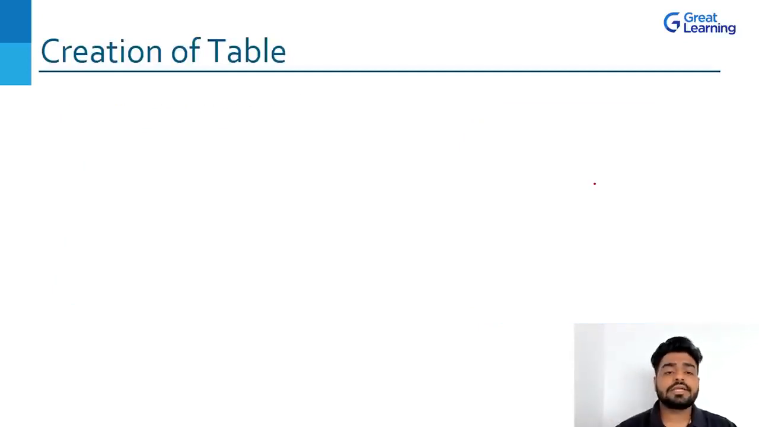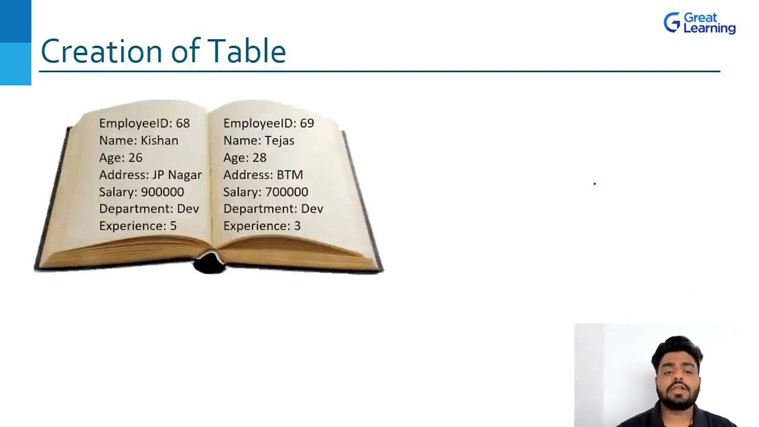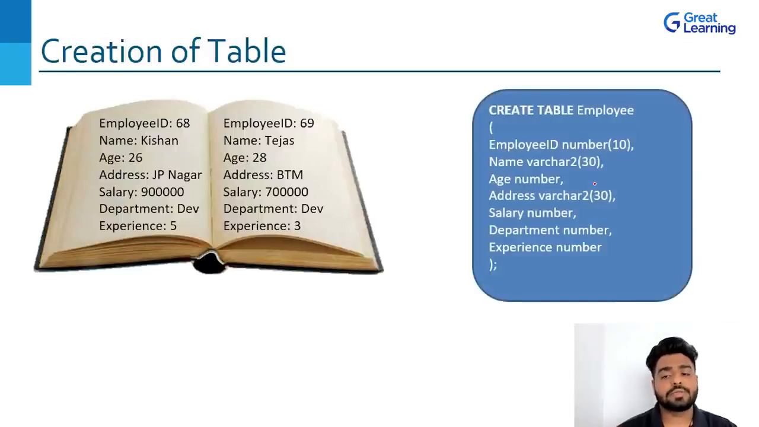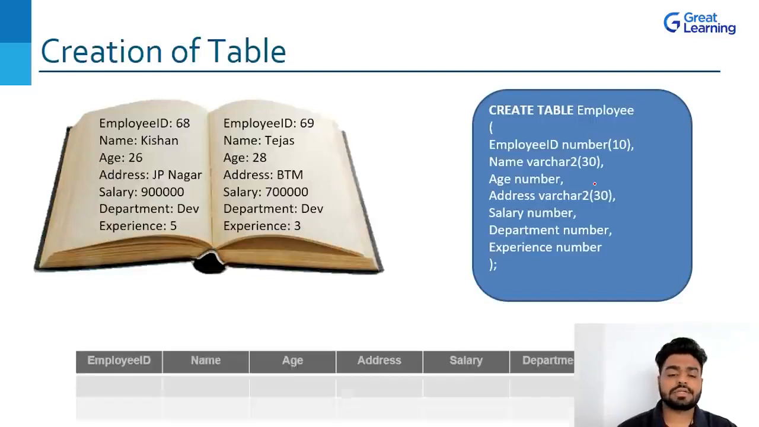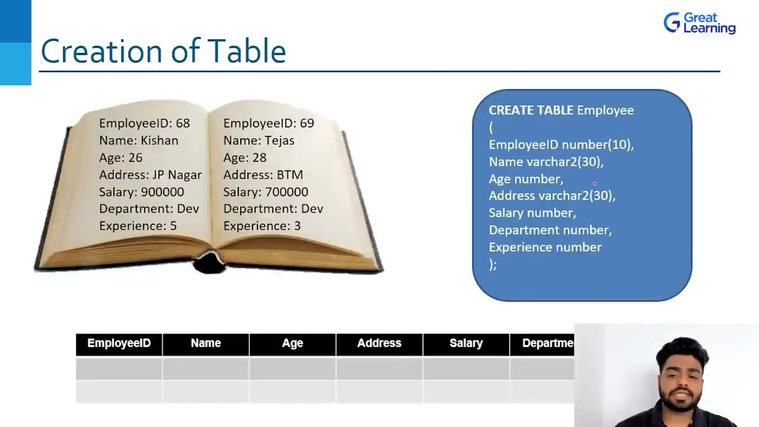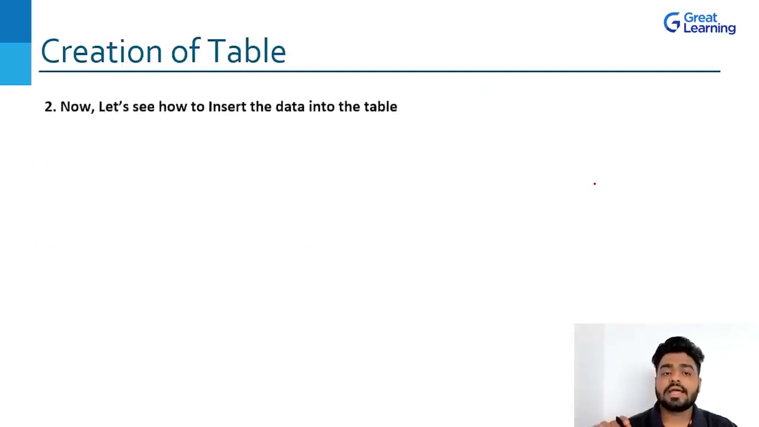Now let's move to the next part. So if I have a lot of data in our ledger, how do we do that? So this is another example of an employee table, and just have a look at how it looks. So this is how we have the fields, which are employee ID, name, age, address, salary, department, and experience. So these are all my fields, and I've just created a table. Now let's understand how to actually insert the data inside this particular table, because now we have the table, but now we need to insert the data inside it also.